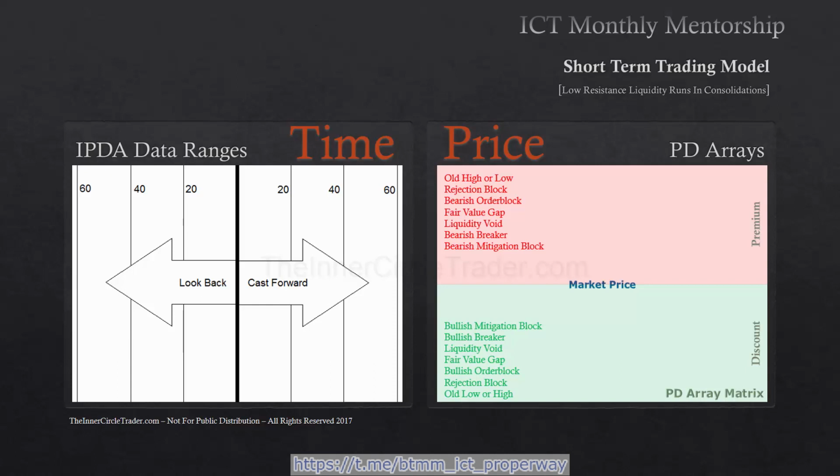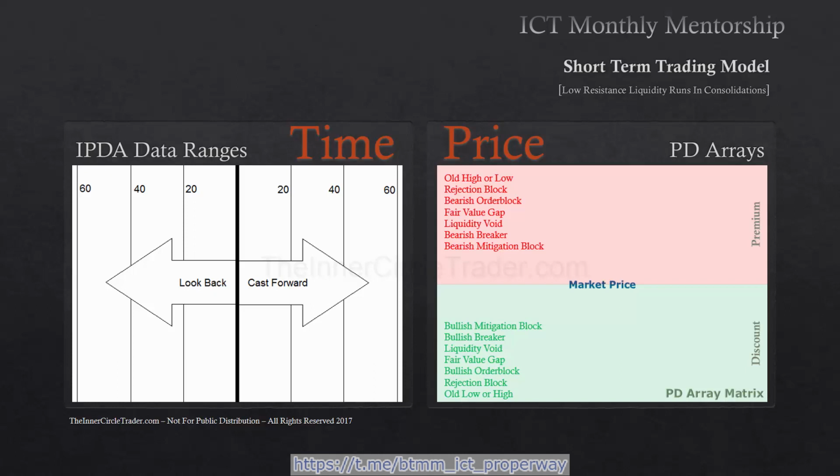The setup that we look to execute on and to stalk and to track, if you will, is based on time and price. And the time element is going to be related to the IPTA data ranges, last 60 days, 40 and 20. And we're going to be focusing on premium and discount PD arrays. So for short-term trading, we will excel in the range of the last 3 months. So the IPTA data range of 60 days is our look back period, and it's going to comprise every element that we need to frame a short-term trade, or one shot, one kill.